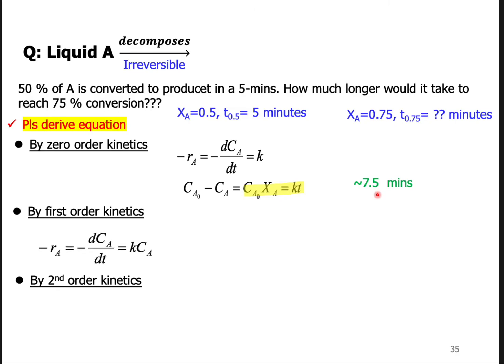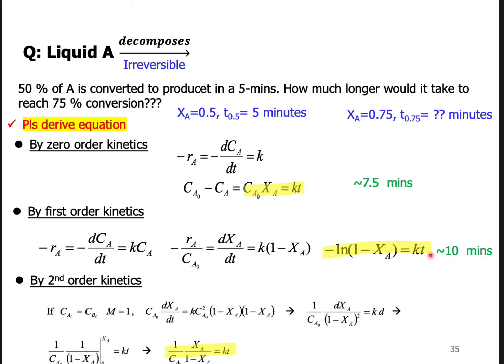And for the first order, you just move Ca to the left hand side with dt and take the integral. Then you can get this particular form. Then you input this 0.5 and 5 and over 0.75, and this is the t you are interested in, so you can get 10 minutes. For the second order, actually directly we assume m equals 1, so we can get this, and after input you also get, because we can input this, right, and you can get 15 minutes to have 75% conversion.